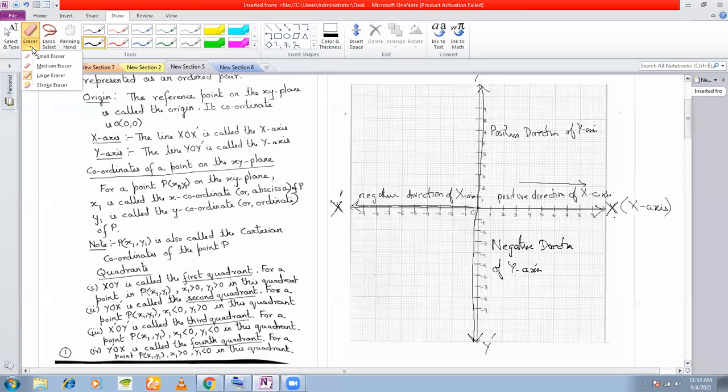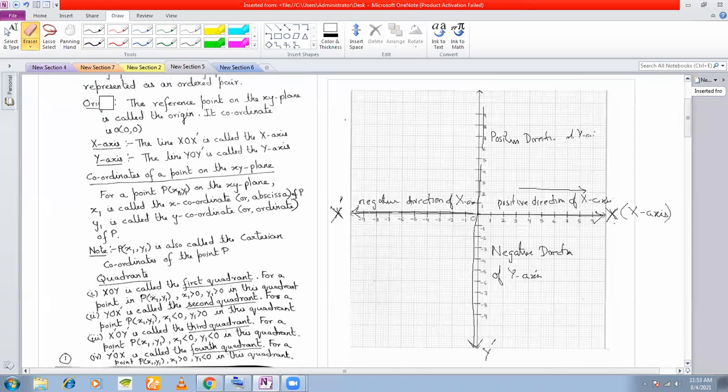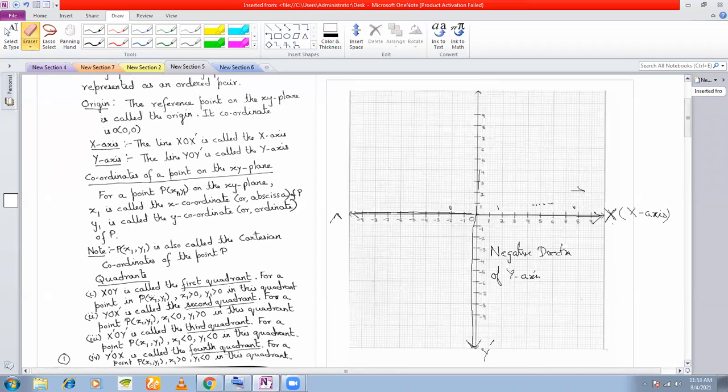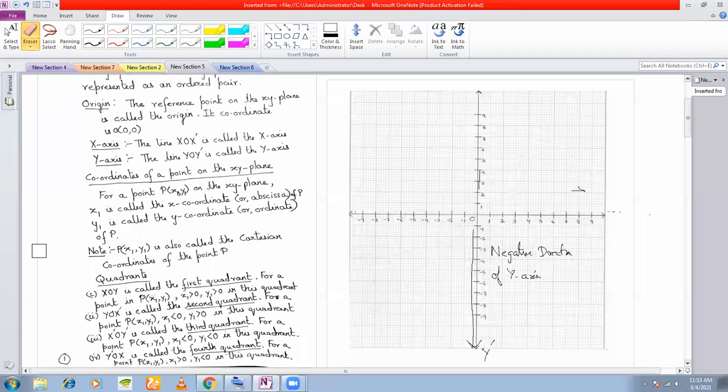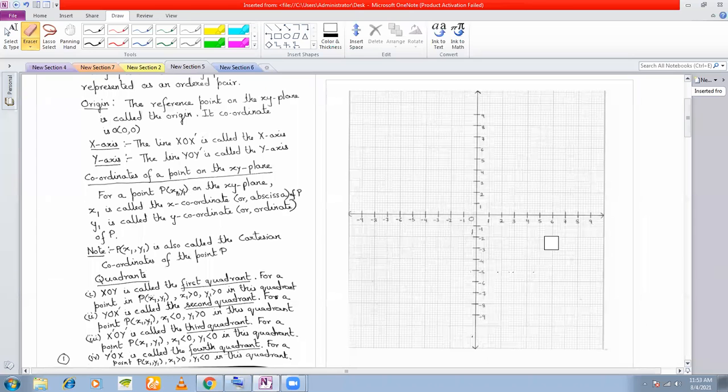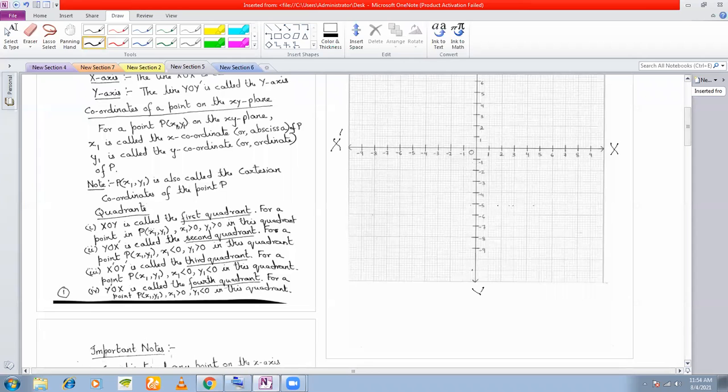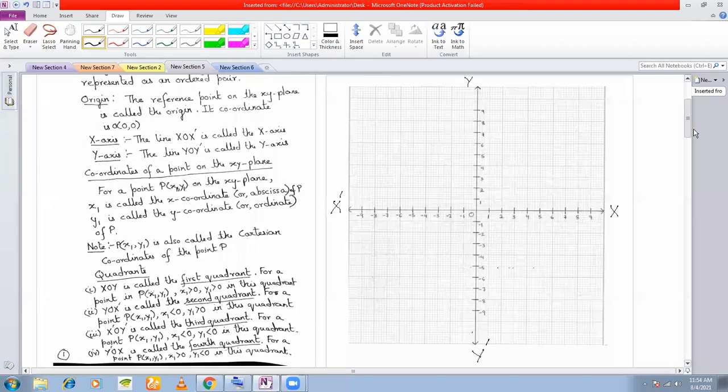Okay, so once we know the definition of x-axis, y-axis, origin, and the positive and the negative directions of the x and the y-axis, now we come to the coordinates. Now, how do we locate a point? Let's see. Before locating, there's one more thing: the scale. This is your x-axis, x dashed. This is your y, and this is your y dashed, negative direction.